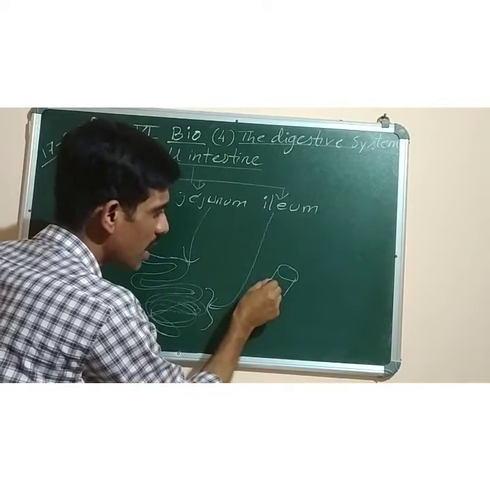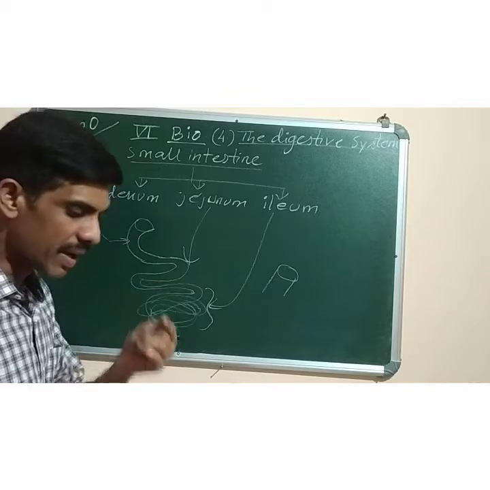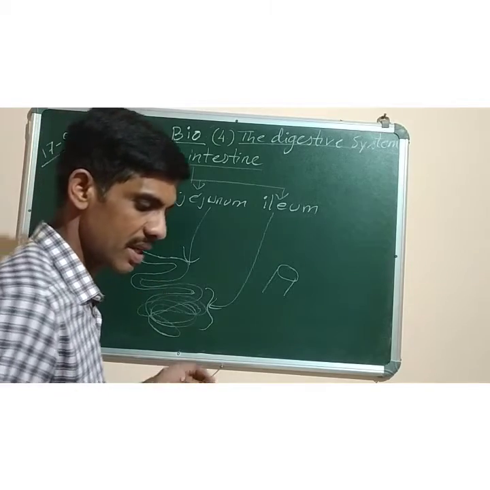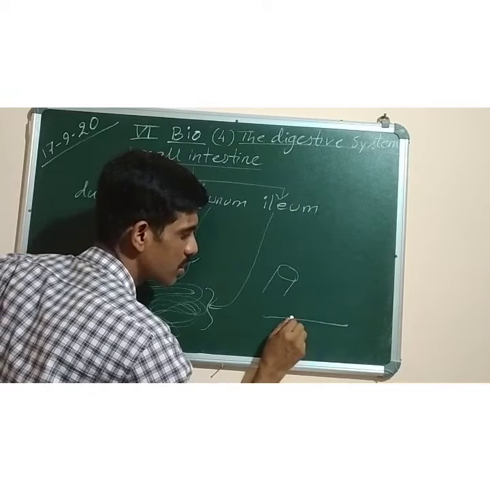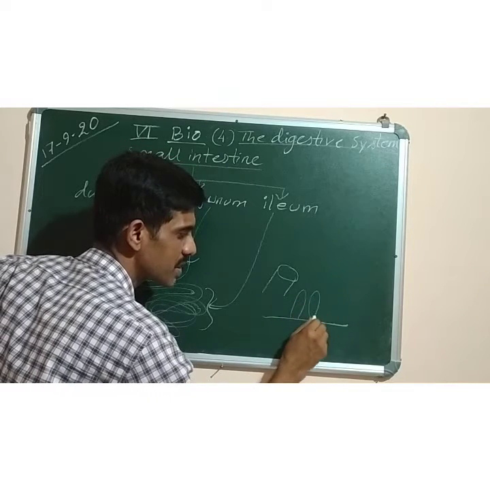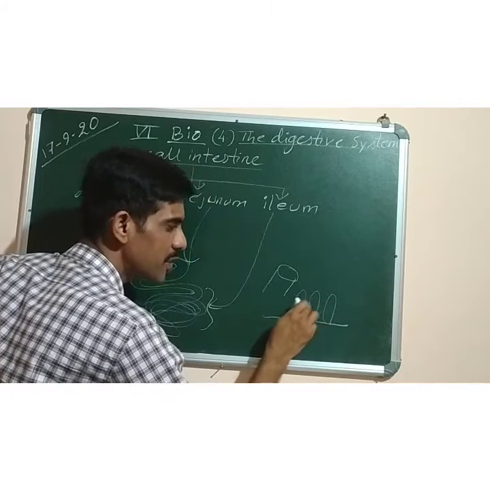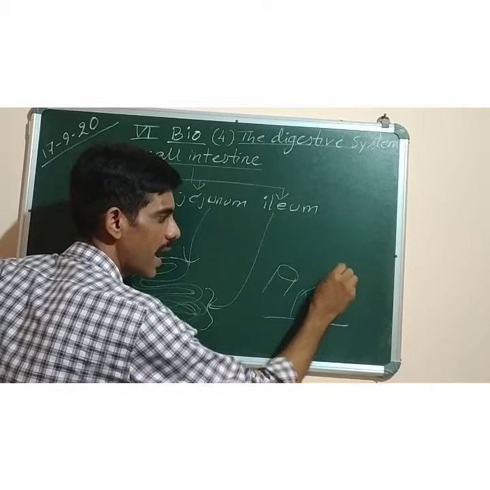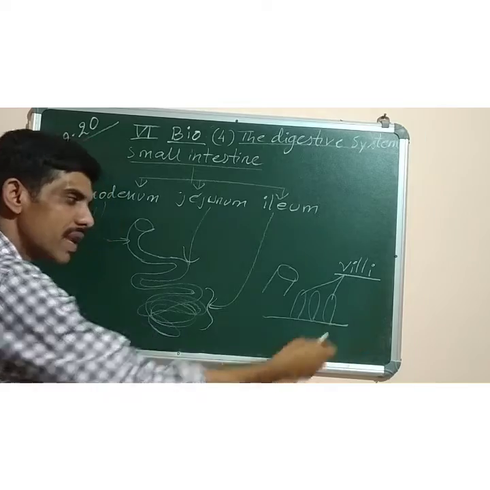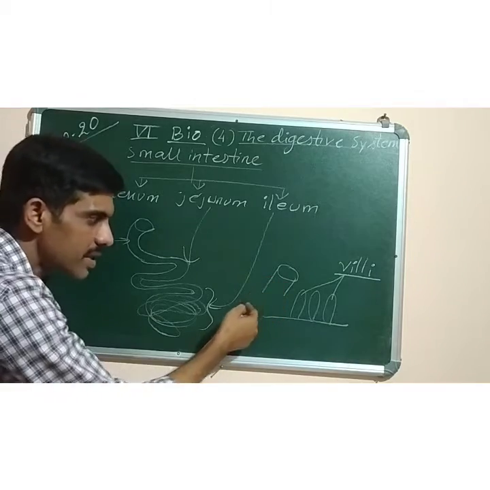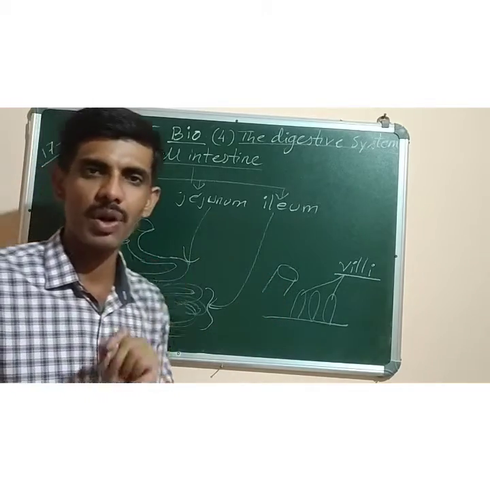then inside the wall of the small intestine, many finger-like structures are present. As you will see in the diagram in your book also, many finger-like projections are there in the inner wall. These finger-like projections are known as villi, V-I-L-L-I. Numerous villi are present on the inner surface of the small intestine.